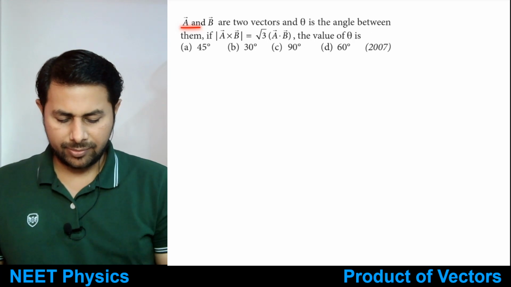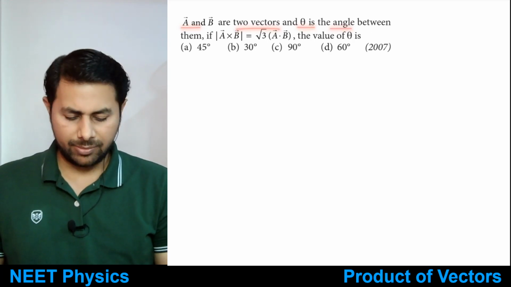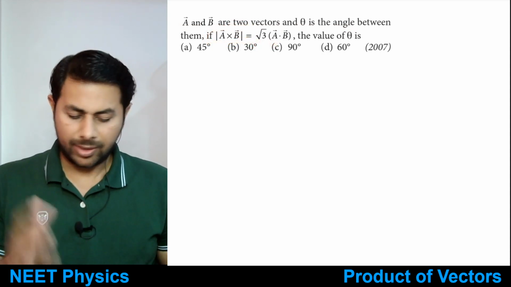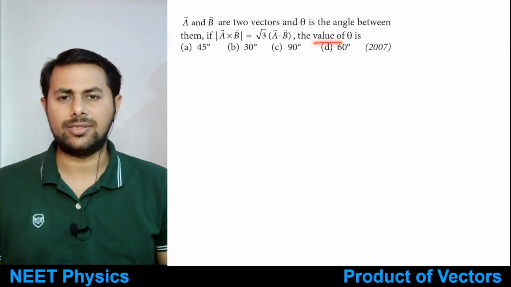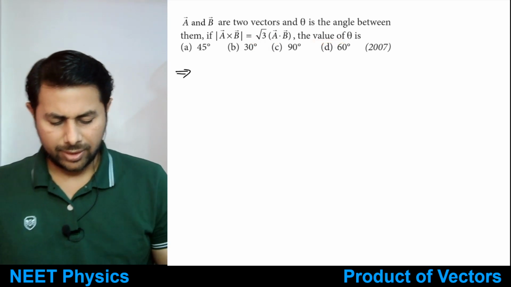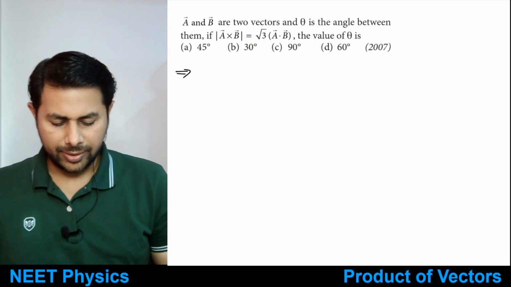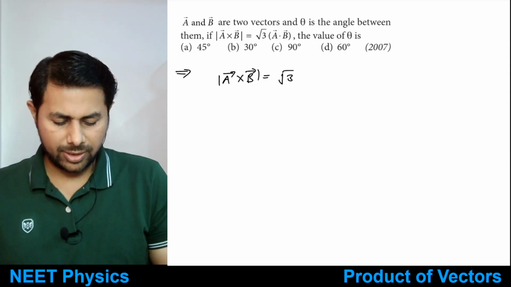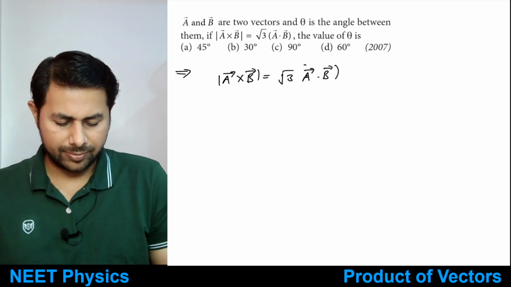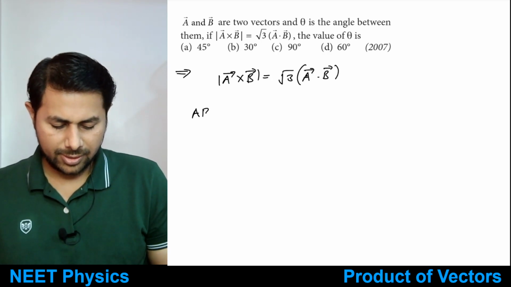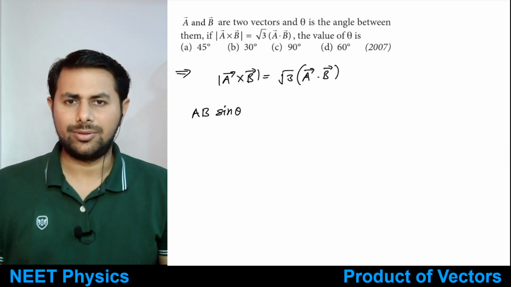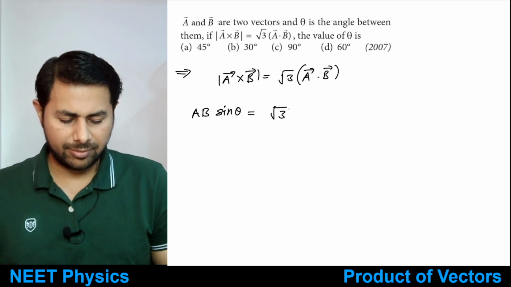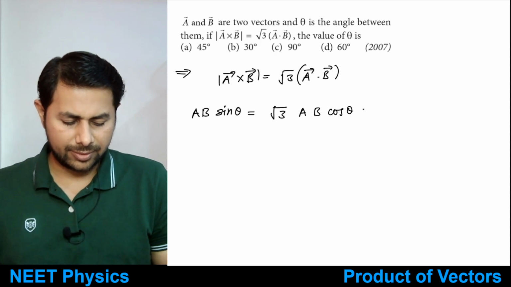A bar and b bar are two vectors and theta is the angle between them. If magnitude of a bar cross b bar is equal to root 3 times a bar dot b bar, then the value of theta is. So let's solve this. Okay, so it's given that magnitude of a bar cross b bar is equal to root 3 times of a bar dot b bar. What is this thing? AB sine theta. Okay, magnitude of vector product of two vectors is AB sine theta.